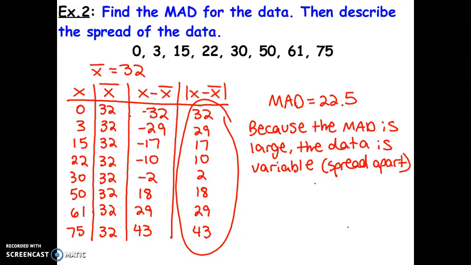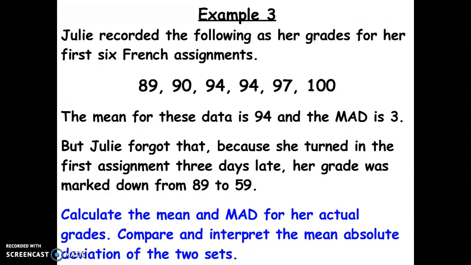All right, let's go to example 3. Julie recorded the following as her grades for her first 6 French assignments. The mean for these data is 94, and the MAD is 3. But Julie forgot that because she turned in the first assignment 3 days late, her grade was marked down from 89 to 59. Calculate the mean and MAD for her actual grades, and compare and interpret the mean absolute deviation for the 2 sets.